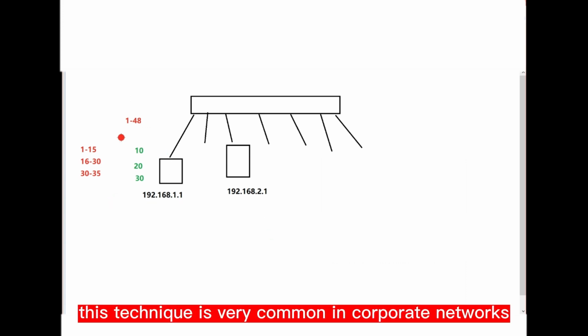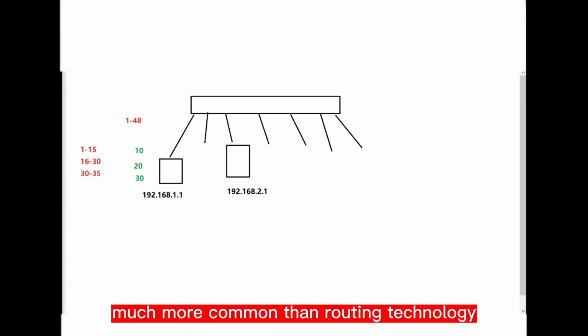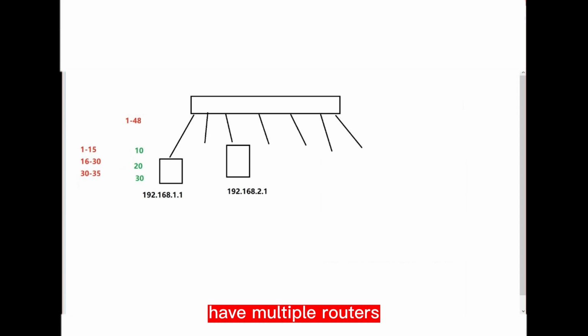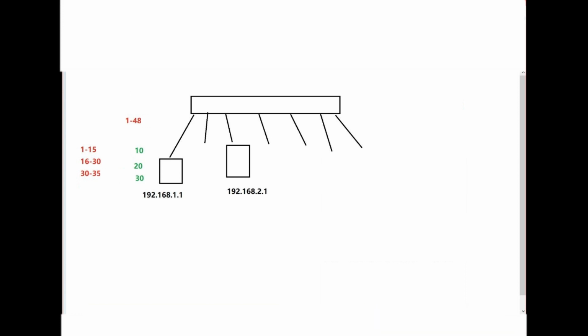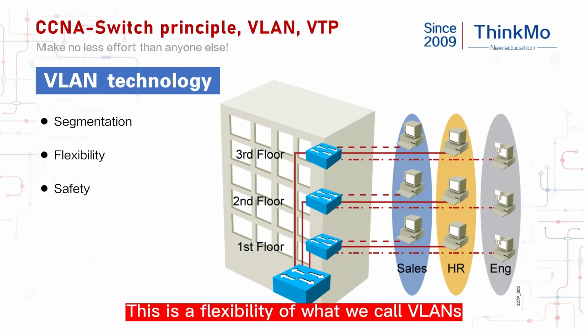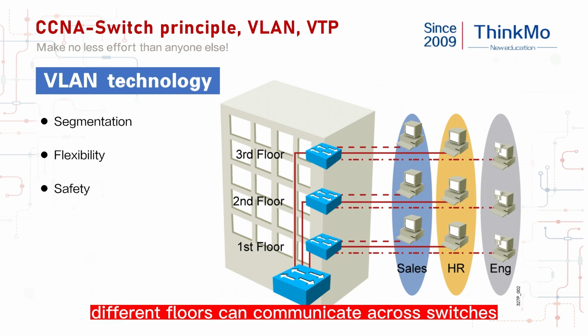So this technique is very common in corporate networks. In the corporate network, switching technology is much more common than routing technology, because every enterprise must have a switch, but each enterprise does not necessarily have multiple routers. This is the application direction of this technology. This is the flexibility of what we call VLANs. That is, between different floors, we can achieve communication across switches.